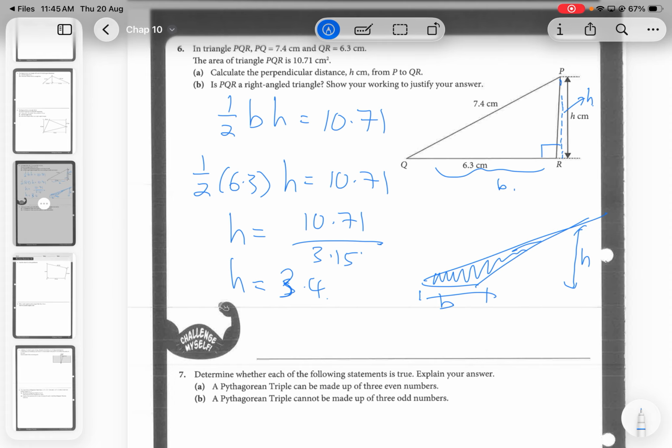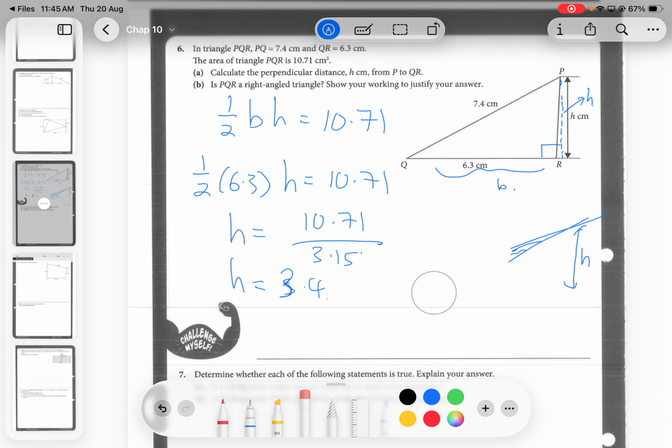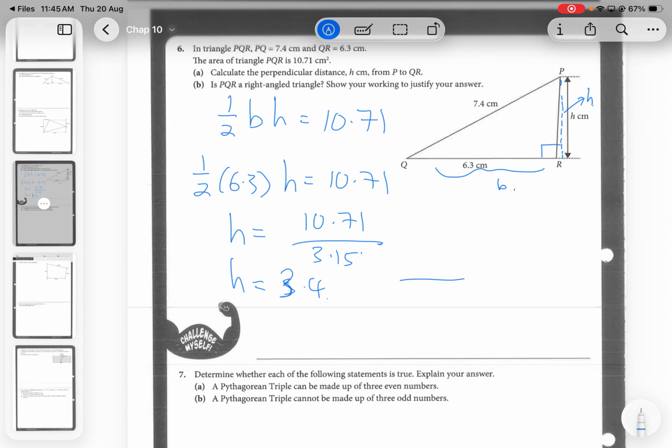Now I have this distance 7.4. I have this 6.3. And then I have the height. But the problem now is I don't know if this height falls on PR or not. What is happening here could be like that. It could also be like that, where my height is actually inside. Then my 6.3 is this part and 7.4 is here.